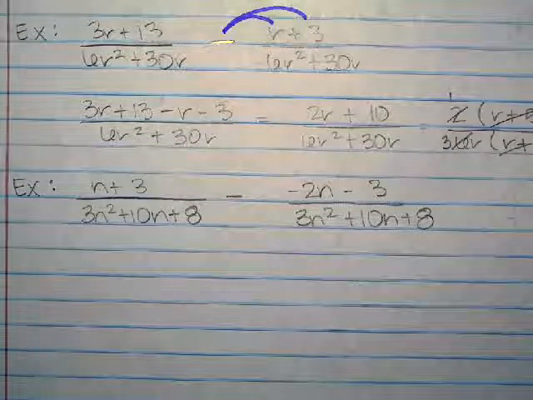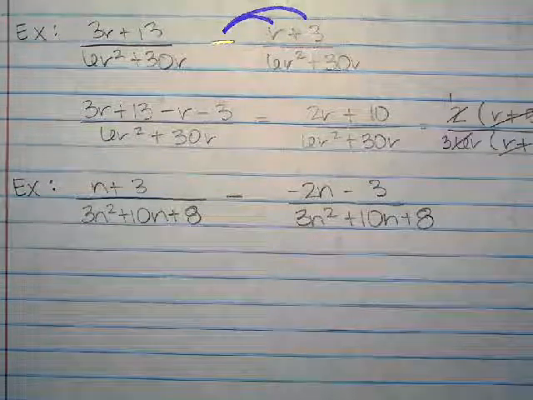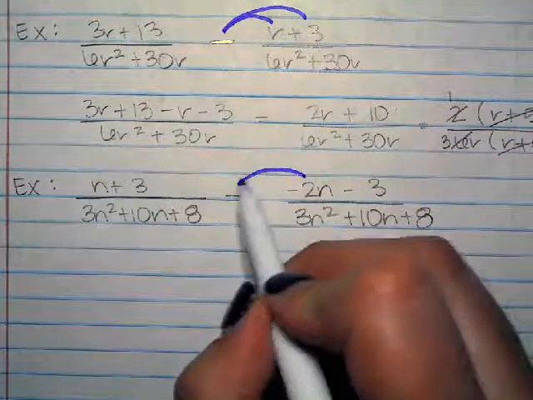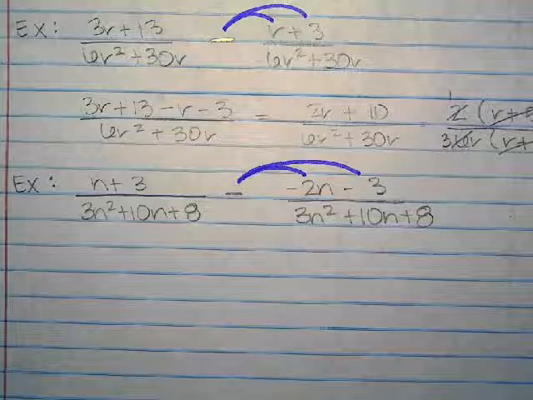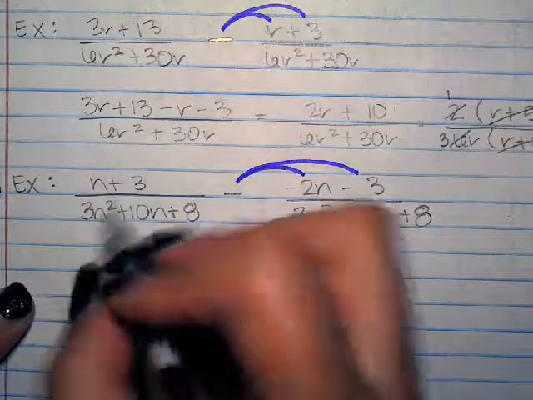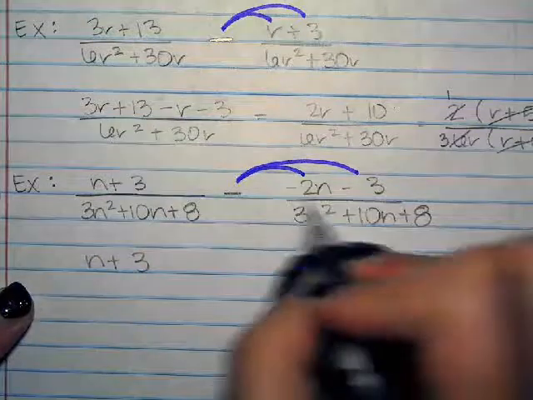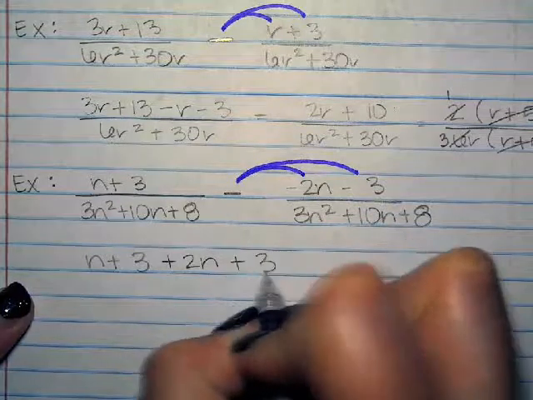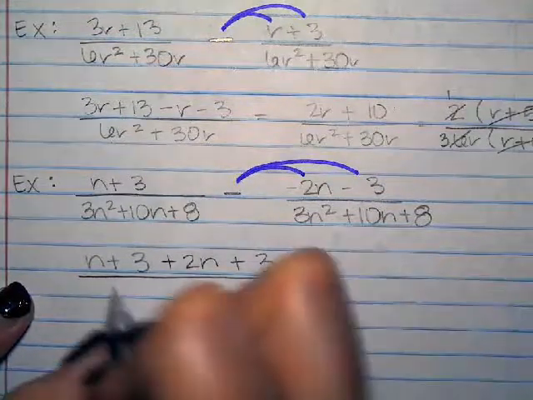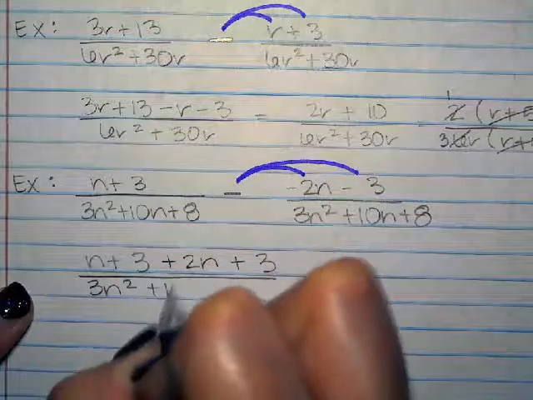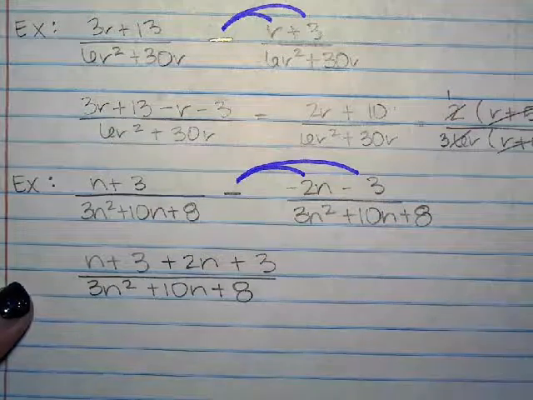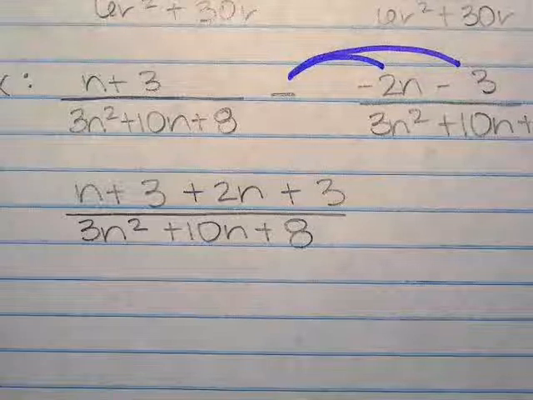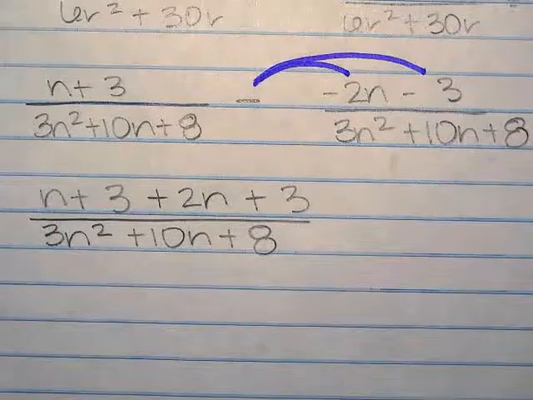All right. So, what should we do? Distribute the negative. We get n plus 3. Okay. So we keep the n plus 3, and then plus 2n plus another 3, all over 3n squared plus 10n plus 8. And then you simplify the left side, and then you get 3n, and then you get plus 6.